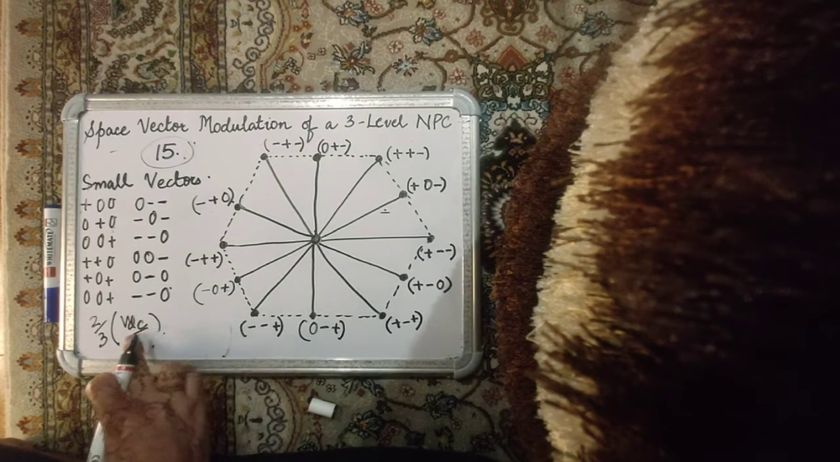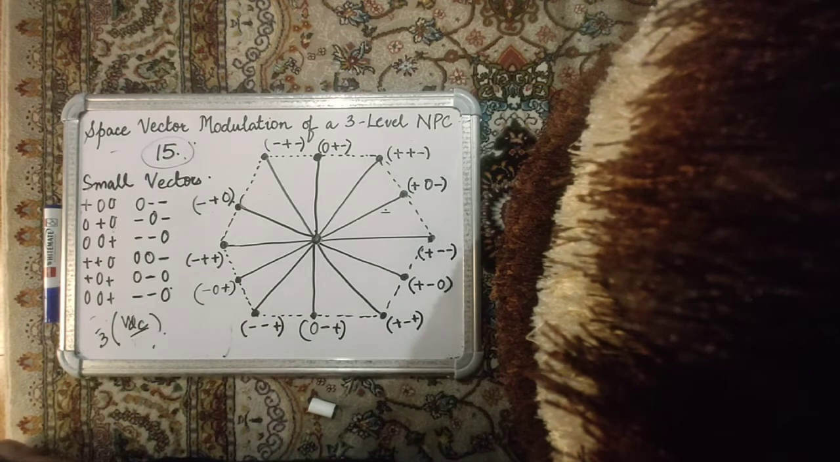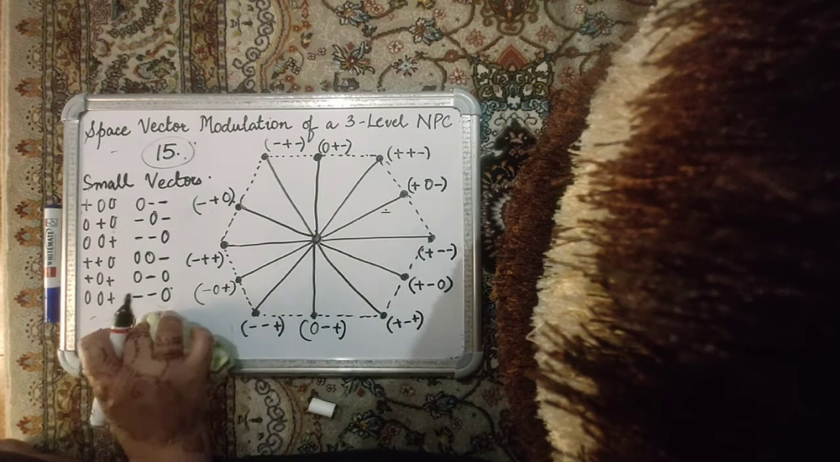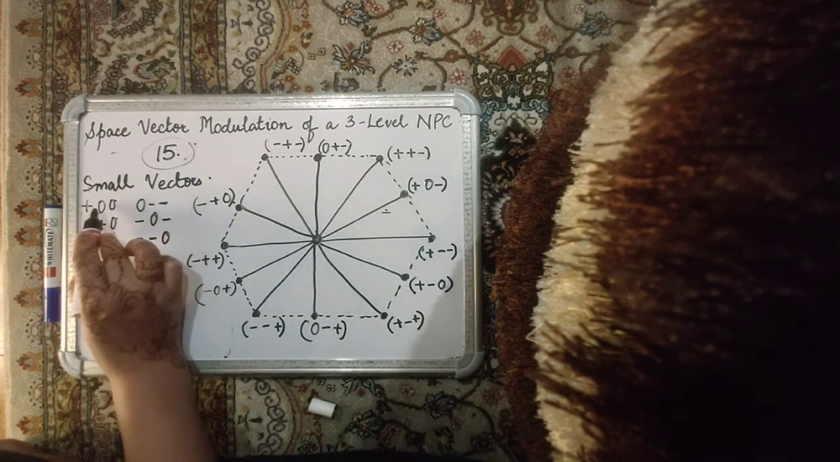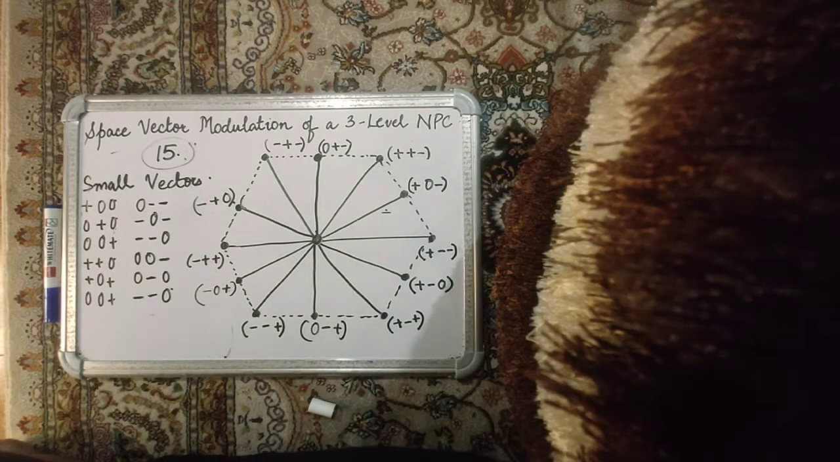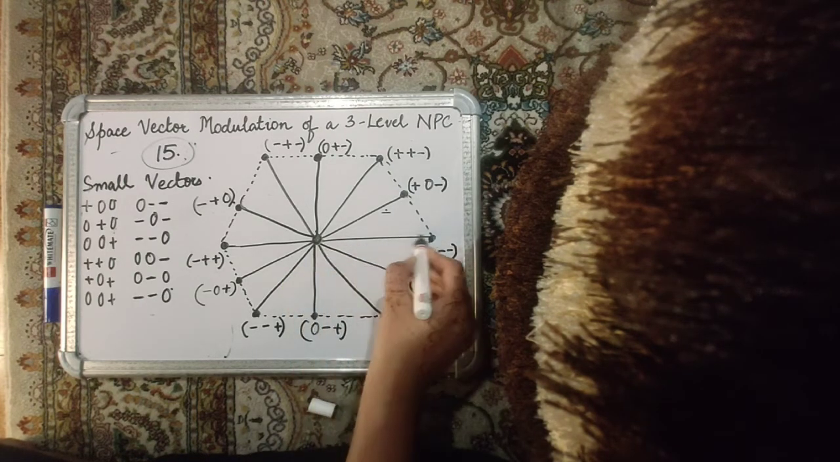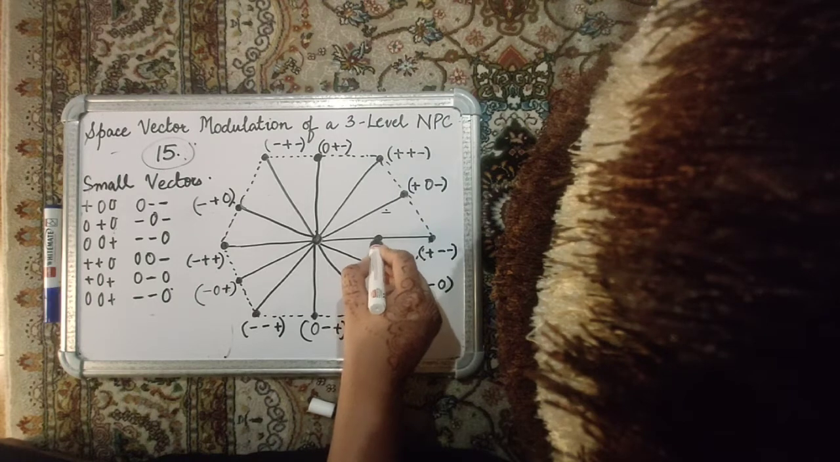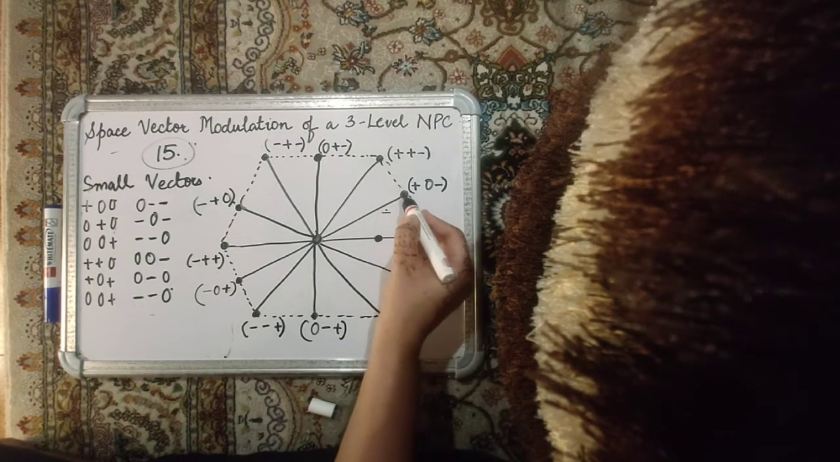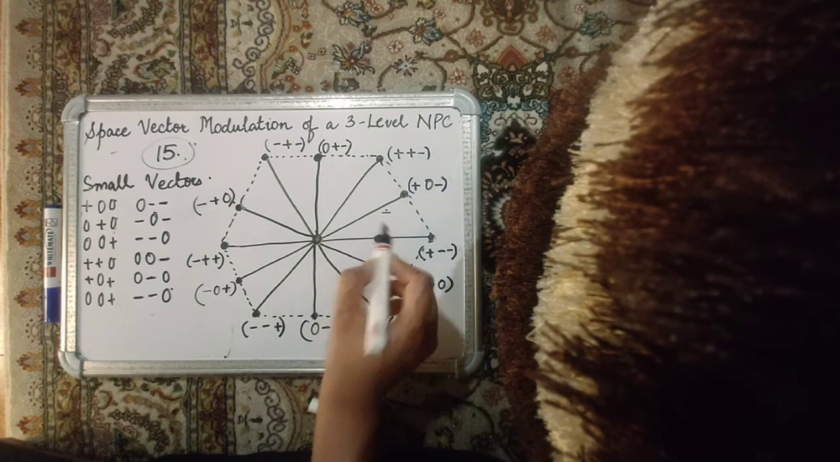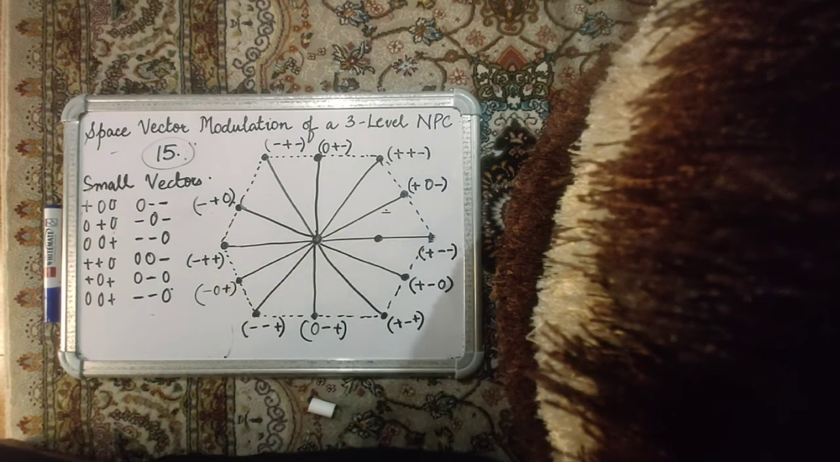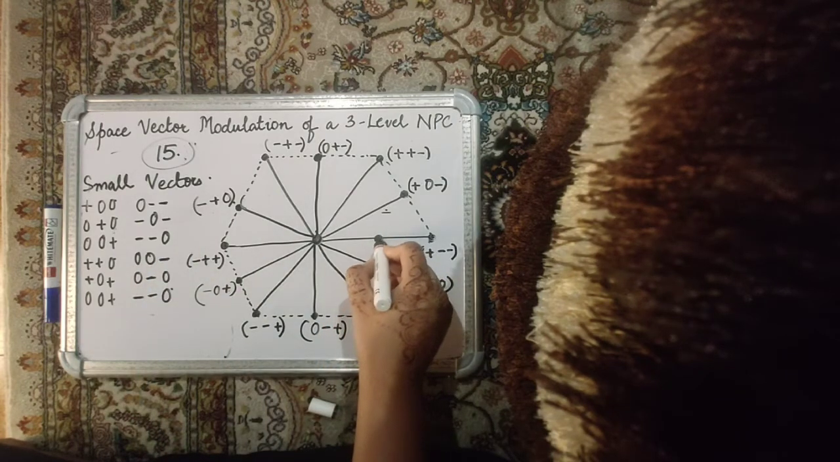So the magnitude is VDC by 3, and the angle is simply 0, right? So for this particular state, the magnitude is VDC by 3 and the angle is simply 0. This is shorter than the largest vector and shorter than the medium vector. So the large vector is 2 by 3 VDC, the medium vector is VDC by root 3, and the small vector has a length of VDC by 3, and the angle is 0. So this is the position of the first small vector.